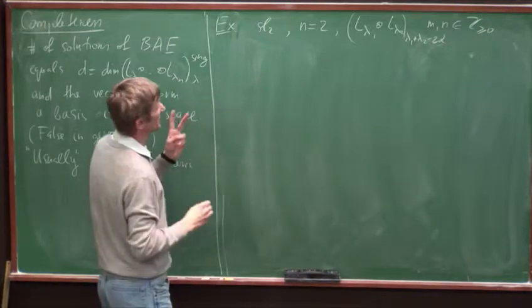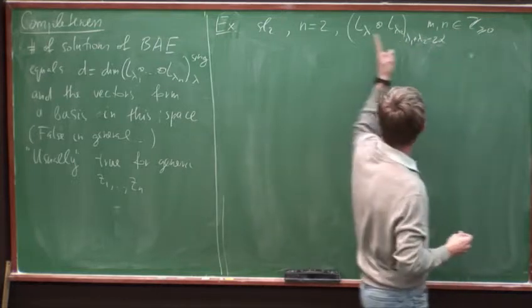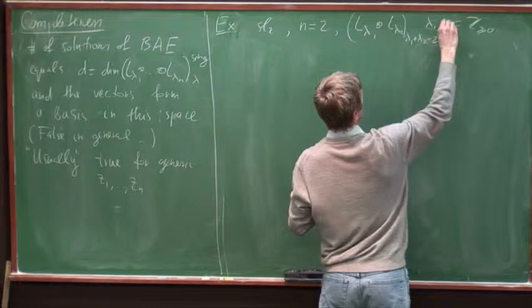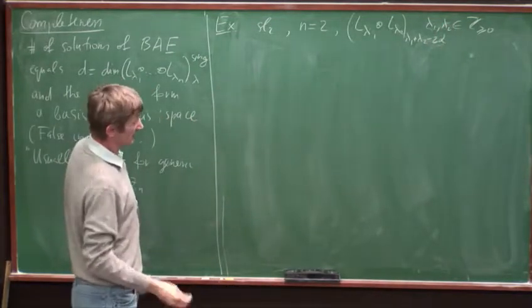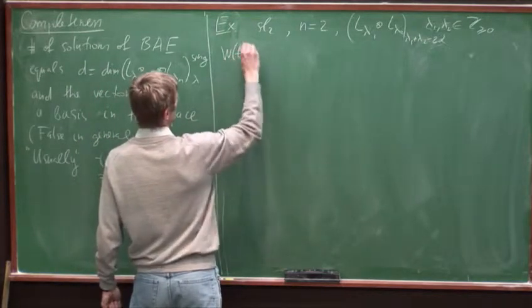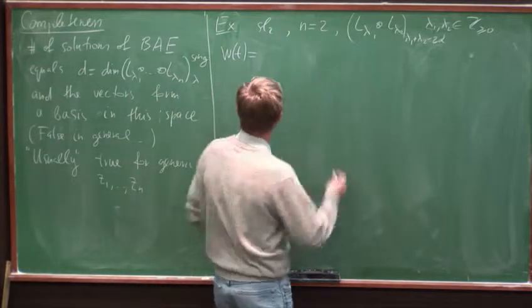It means I have two variables, t1 and t2, just two variables down, and I have lambda 1 and lambda 2. So in this setup I can write down this function explicitly. What is w of t? This is a vector in my space. What does it look like?